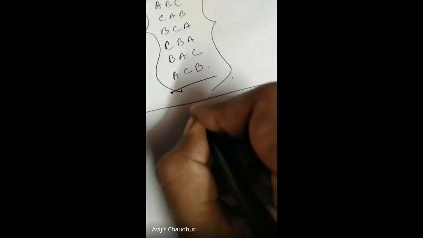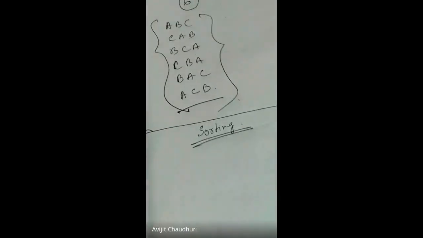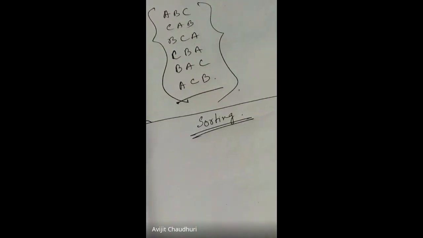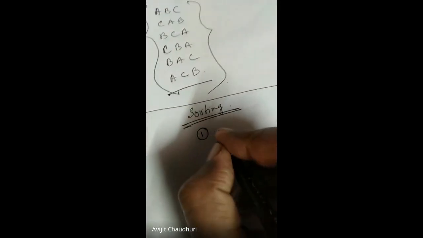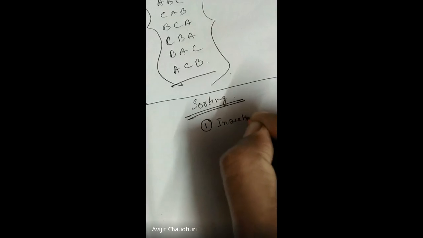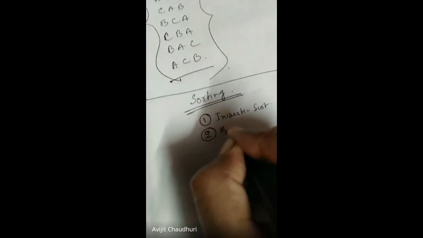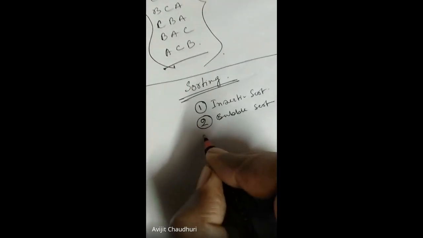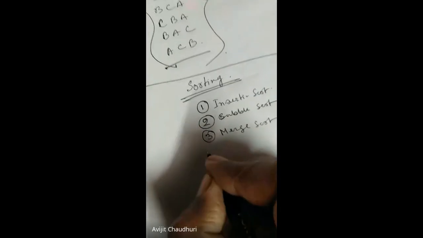Now come to the sorting part. One or two questions may be there. One full question will be there from sorting, calculating the complexity. At least we have to calculate complexity for insertion sort, bubble sort, merge sort, and quick sort.